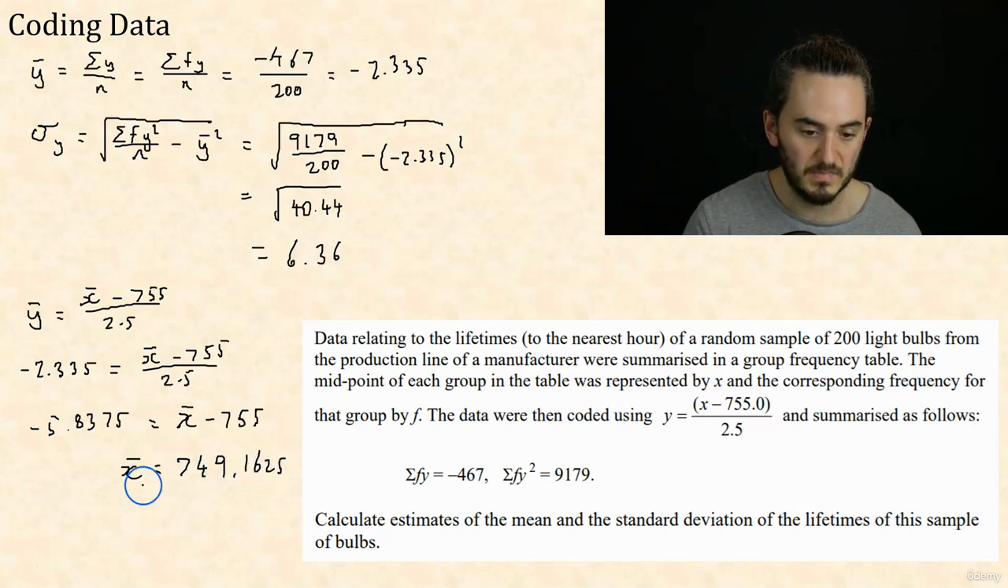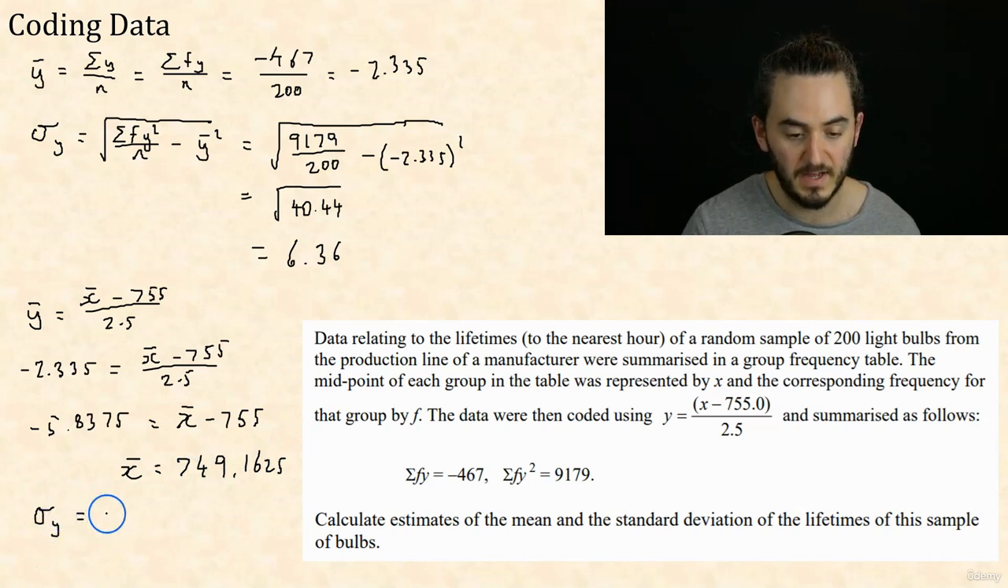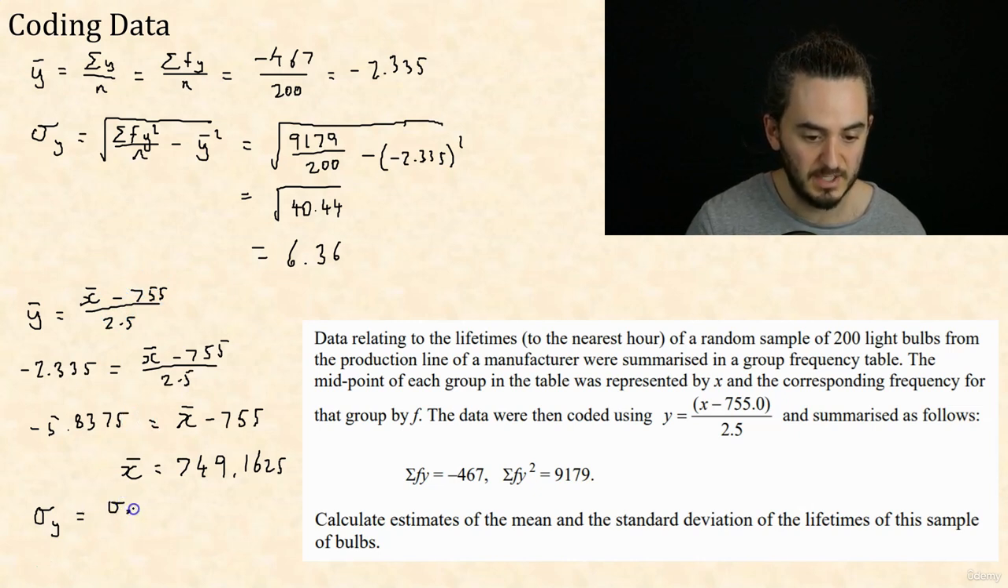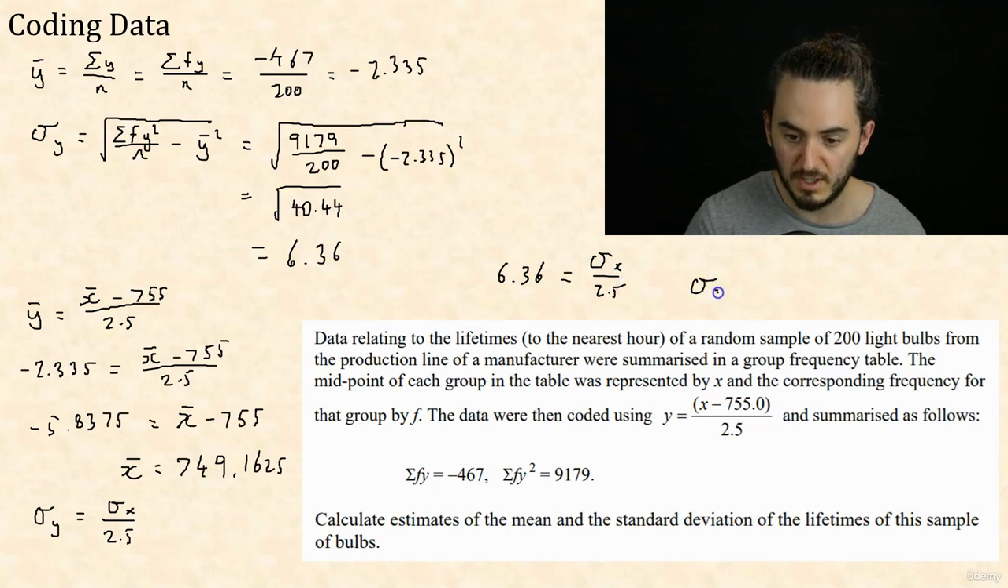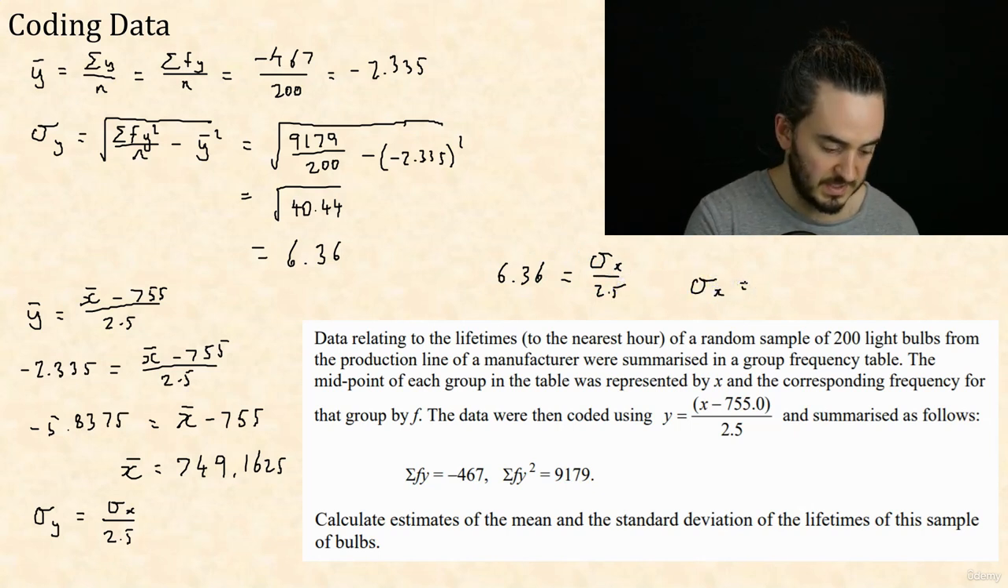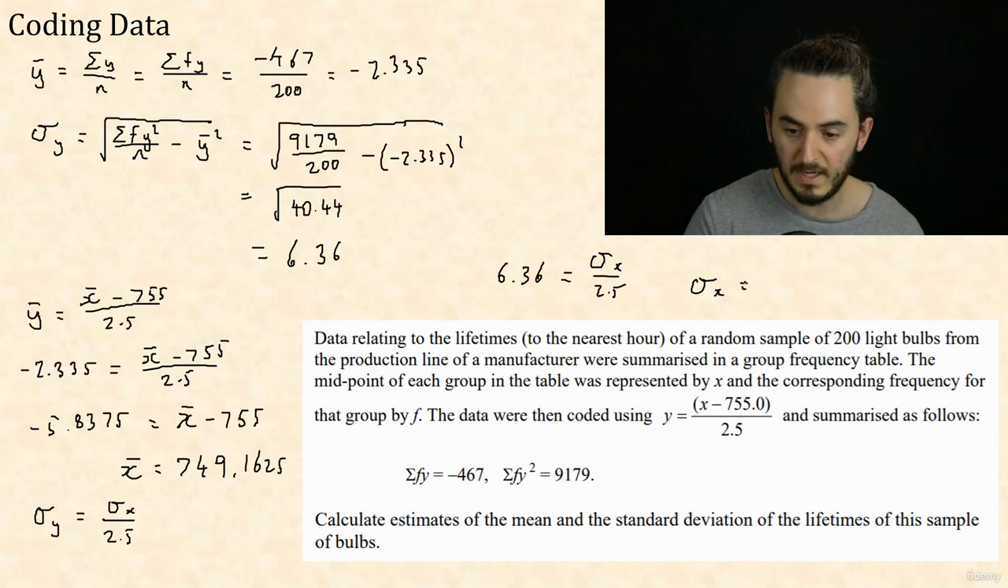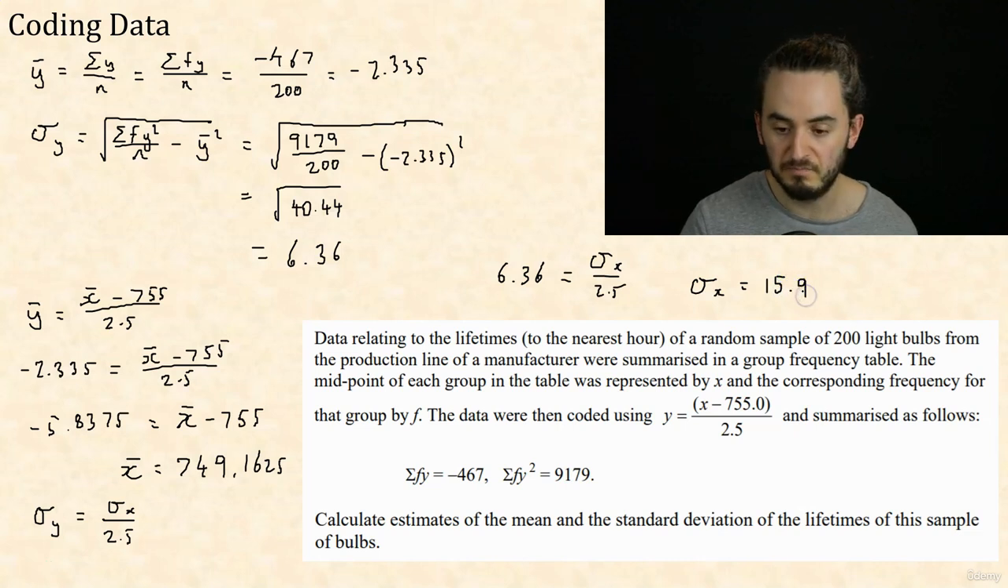And the standard deviation of y is related to the standard deviation of x, but ignoring any adding or subtracting. So it's just the standard deviation of x over 2.5. I'm going to continue this work up here, so there's a little bit of space. Subbing in the standard deviation of y, which I know, that's going to be equal to the standard deviation of x divided by 2.5. Multiplying both sides by 2.5, I get 6.36 times 2.5, and now I have the standard deviation of x, which is 15.9. So there we have it.